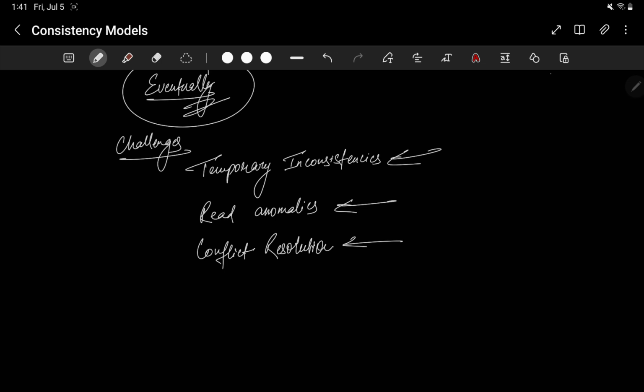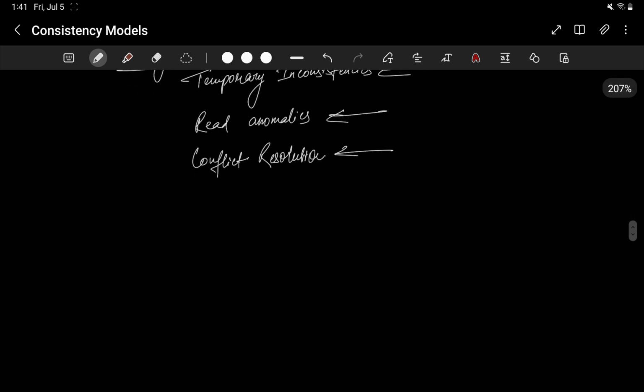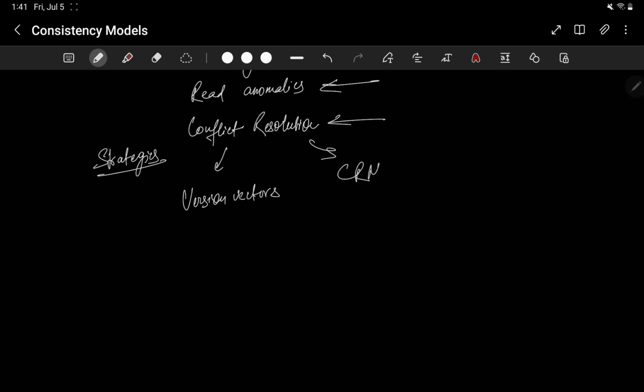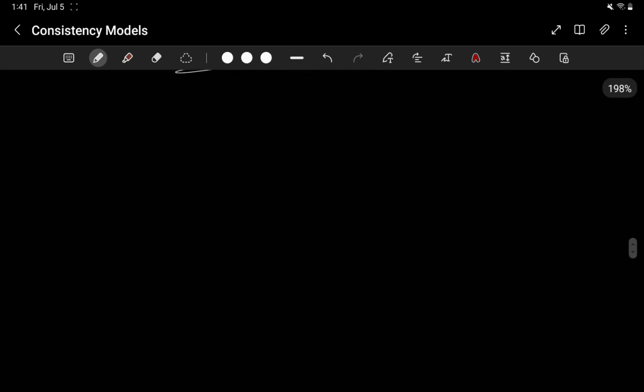Great. What are the different strategies for addressing challenges? Mostly this conflict resolution. The different strategies are: one is version vectors, and there are other conflict resolution mechanisms, and I'll talk about these in later videos, not in this video. Let's take some real world examples of different systems which follow eventual consistency and strong consistency. Okay.